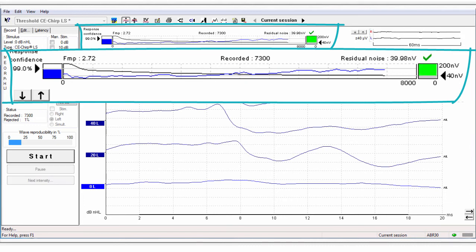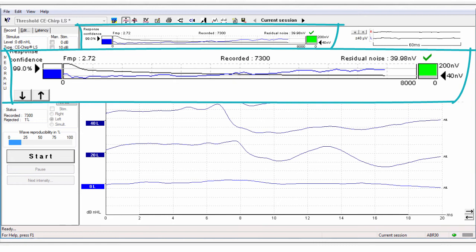Okay, we see that the measurement has now stopped because we reached a low residual noise. You can see here that it's indicated in green with the check mark that the residual noise is now considered to be very low as per the protocol settings, and that is why the test stopped.